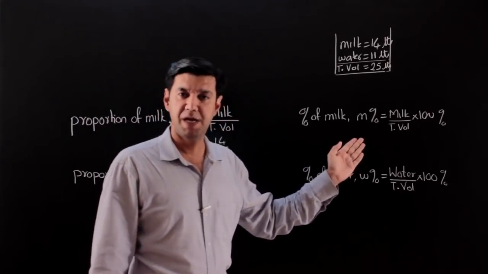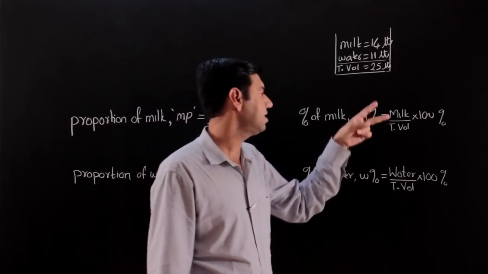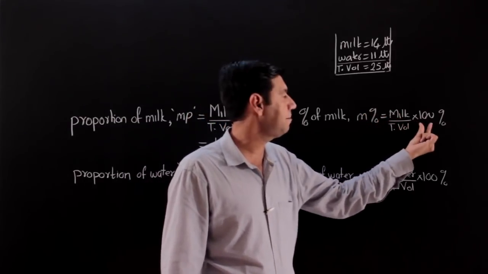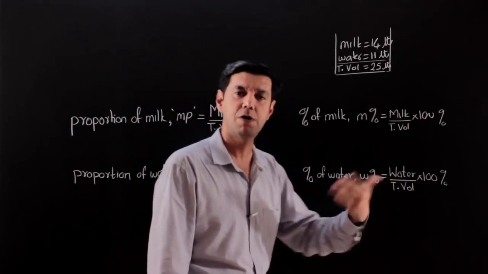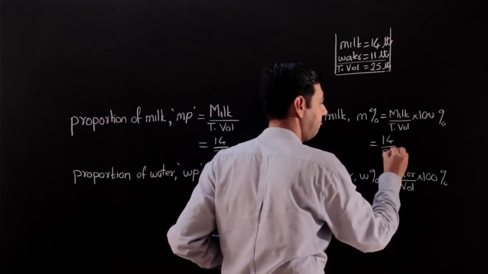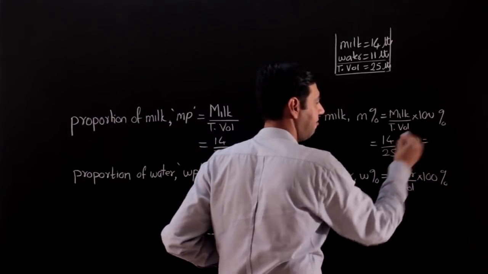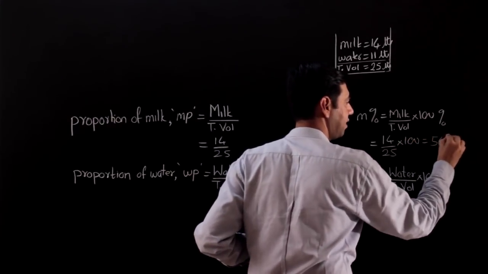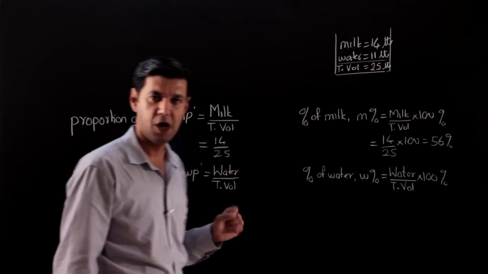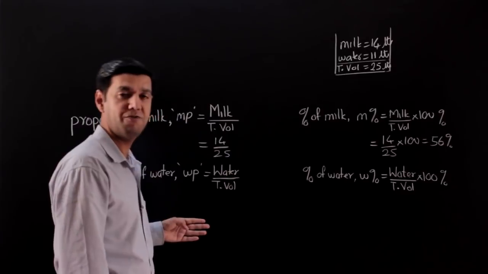The percentage of milk: the same information can be expressed as a percentage. Percentage of milk is nothing but the proportion of milk multiplied by 100 to change the value to a percentage. So in our question here, it's going to be 14 liters out of 25. To express it as a percentage, we'll multiply by 100, and this will be 56% milk. Hope that's clear.